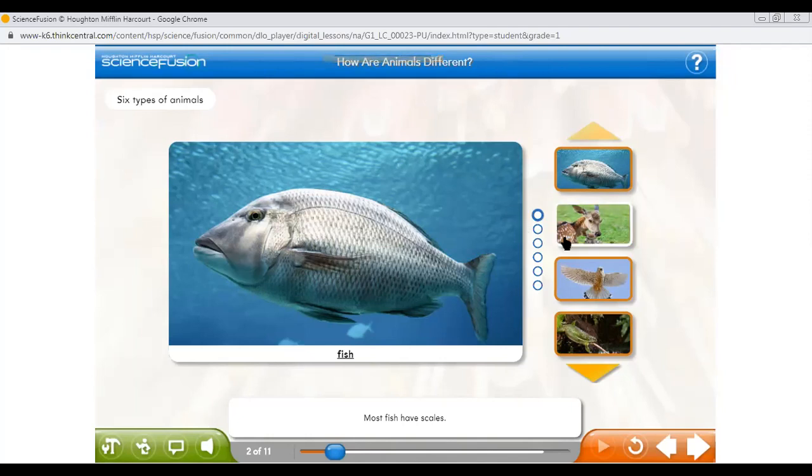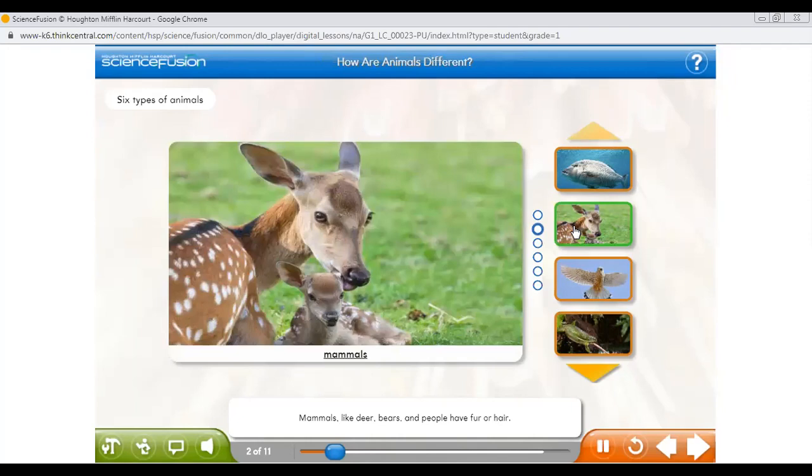Now let's see one more. Mammals, like deer, bears, and people, have fur or hair. Most have live young. Young mammals drink milk from their mother's body. So here we have one more group. It is called the mammals. So how do you know whether this animal is a mammal or a fish? By looking at them. For example, for the mammals, look at their body. You can see a lot of hair and fur on their body. So you know that this is a mammal.